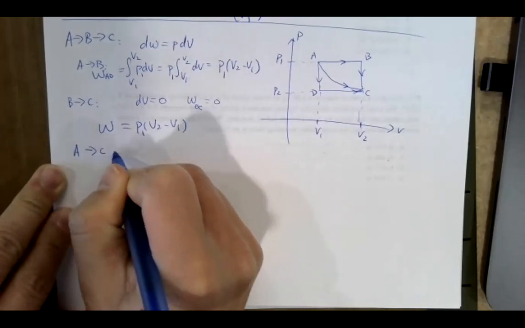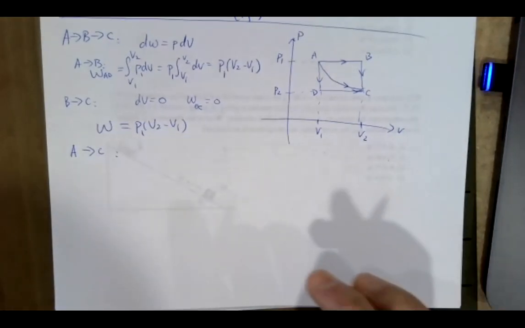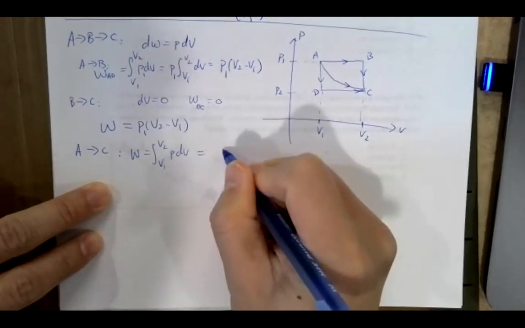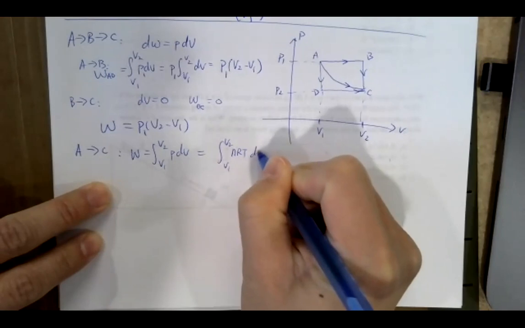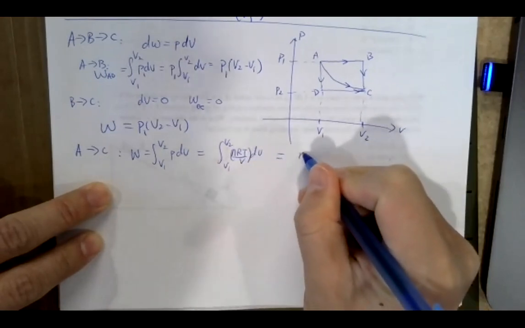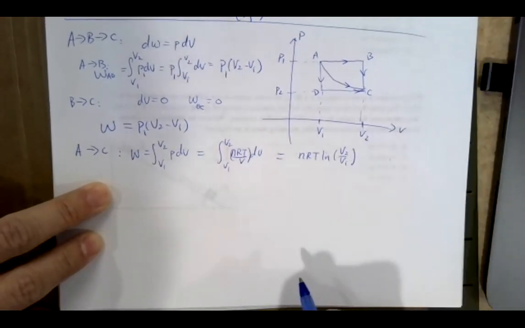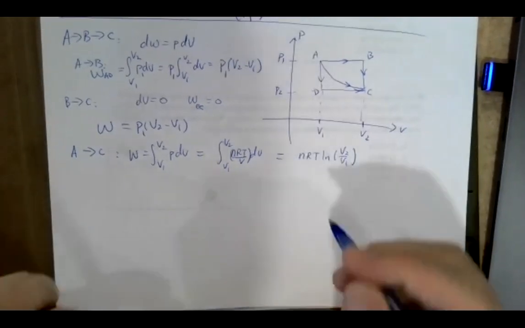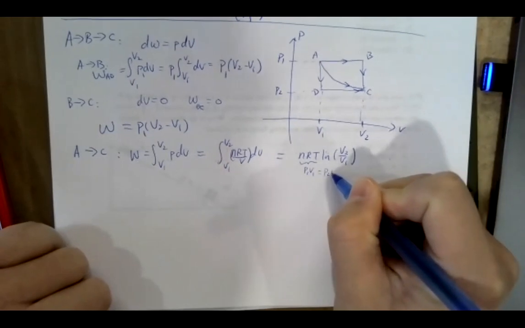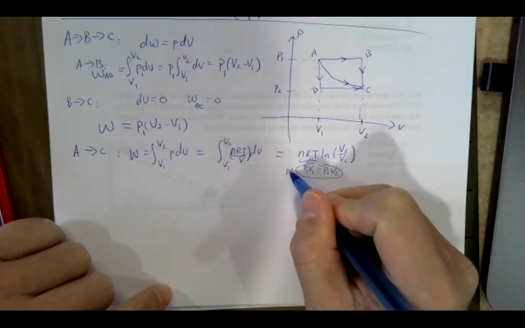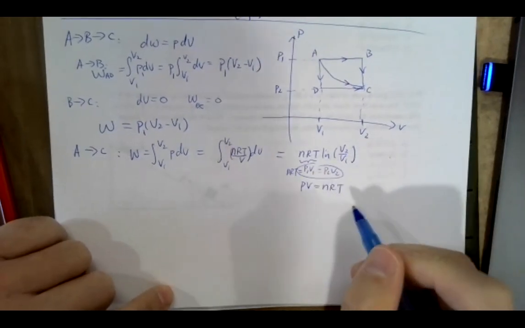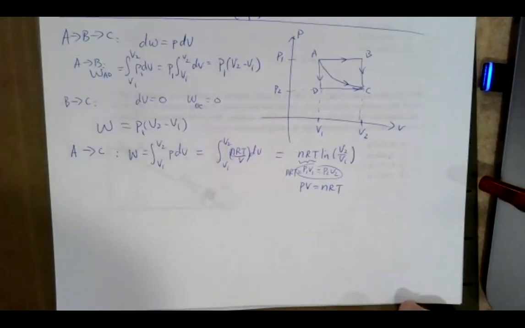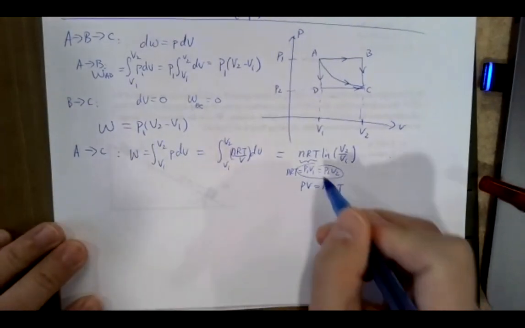If you are taking the path from A to C directly, that's the process we checked on the previous slide. Again, work will be equal to the integral from V1 to V2 of P dV. Now T is constant, so it's nRT, integrated from V1 to V2 of dV over V. So it will be nRT ln of V2 over V1. For nRT, it will be either P1 times V1 or P2 times V2, because PV equals nRT. Since T is constant, you only have P changing from P1 to P2 and V changing from V1 to V2. So it'll be this.